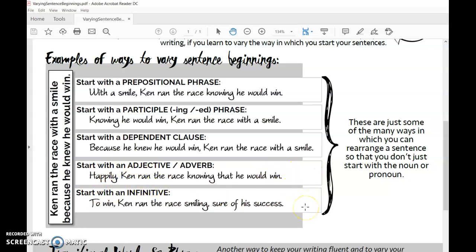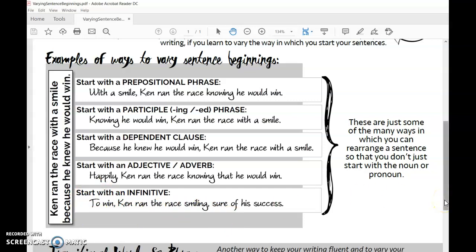And then lastly, an infinitive, which we have talked about before when we've talked about verbs. That's to in your verb. Now you set that also off with a comma. To win, comma, Ken ran the race smiling, comma, sure of his success.